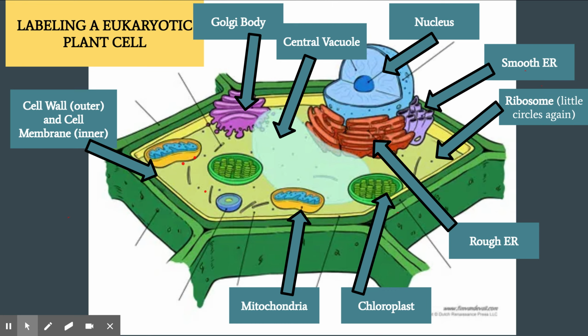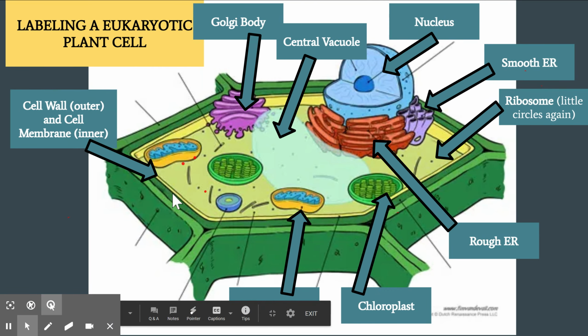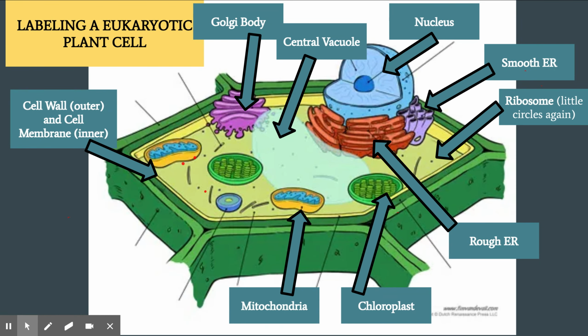Plant cells have a cell wall and a cell membrane. The cell wall is being shown by the green versus the cell membrane is being shown by the yellow. The cell wall provides structure and support within the cell versus the cell membrane decides what is allowed to enter or exit that cell.